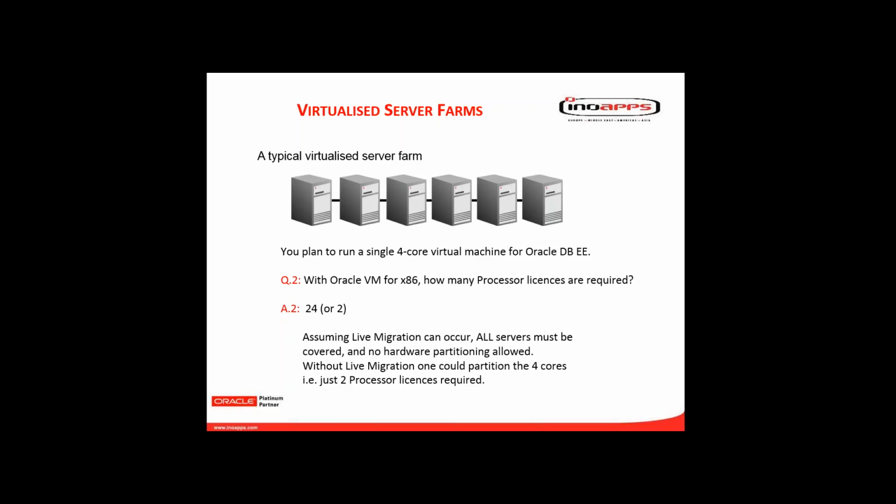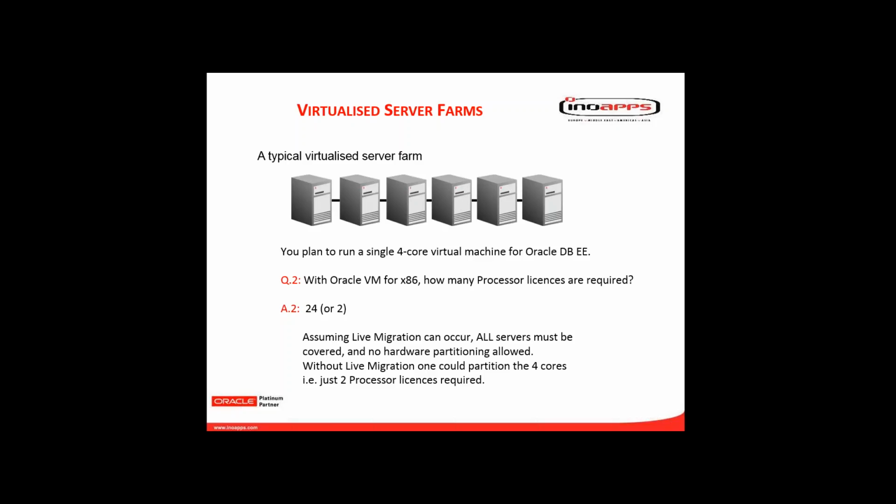Now, what if we ran Oracle VM for x86? How many processor licenses are required? Well, it might still be 24, or it might be 2. So let's assume that live migration is turned on, which OVM can do, but then you would be back in the same place as VMware, other than the fact that obviously Oracle doesn't certify for VMware, but it does certify its own hypervisor with its products, and test it and so on. But license-wise, it's no different.